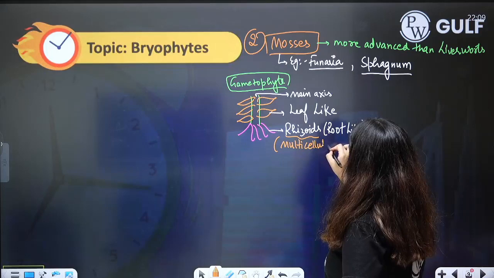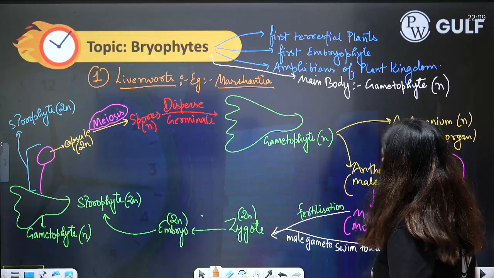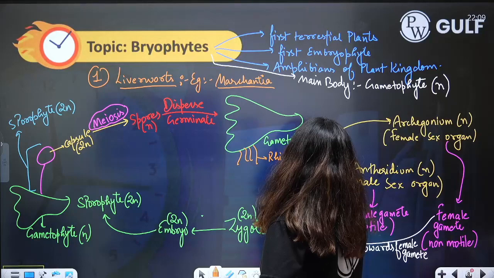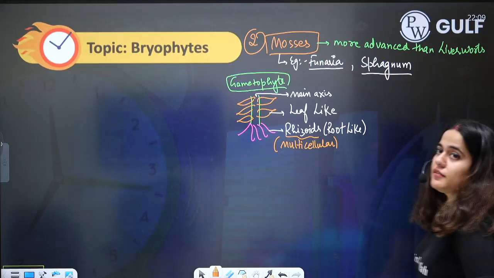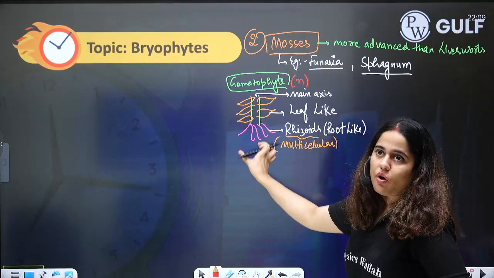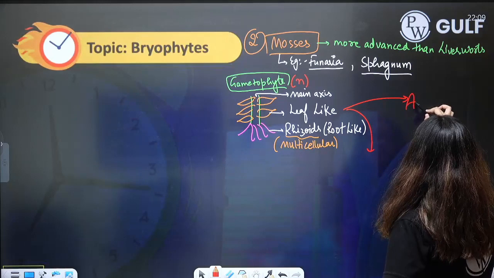Here, rhizoids are multicellular, and in liverworts, because they are less advanced, rhizoids are unicellular. So in liverworts, rhizoids are unicellular. In mosses, rhizoids are multicellular. Remember, the gametophyte is haploid. Their whole body is haploid. Now, beta, they will have antheridium or archegonium. They have male and female sex organs.